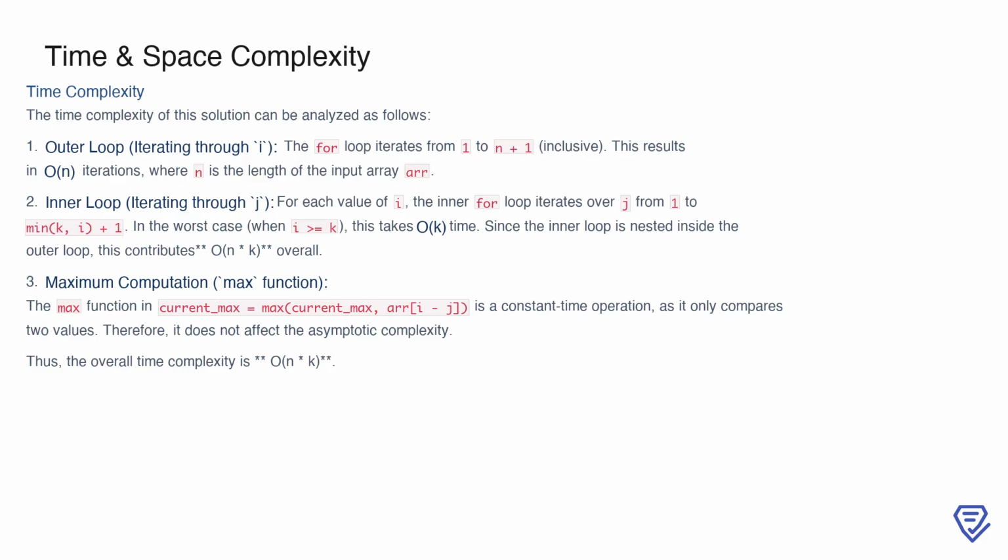Lastly, the computation of the maximum value in the statement current_max equals max(current_max, arr[i-j]) is a simple comparison operation between two values, which takes constant time, O(1). This means it doesn't impact the overall complexity. Combining these factors, the total time complexity of the solution is O(n*k).